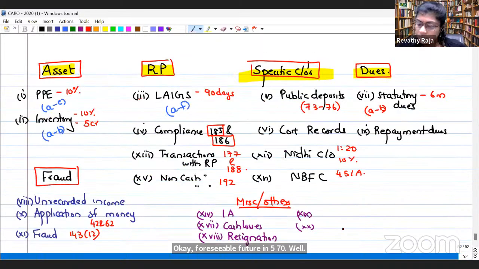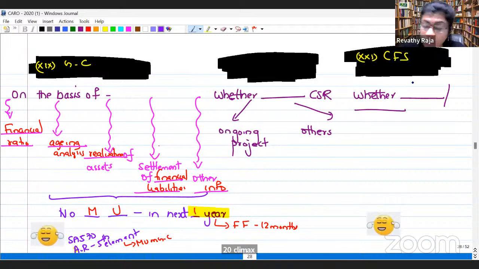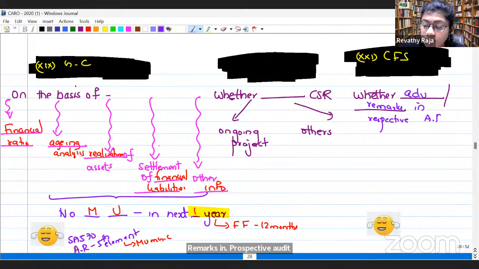Where is my chart? Add going concern. Any numerics there? Yes, 1 year. At a climax, if this is clear, come on, don't show law of diminishing marginal utility. Clause 20, climax 20. 21 is already over. CFS. I won't say whether any adverse remarks in respective audit reports; I have already covered this.